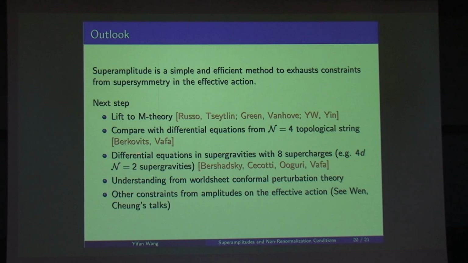Okay. And we can also move to theories with lower supersymmetries, such as theories with eight supercharges. And there are also many differential equations for higher-degree couplings in such theories, famously known as the BCOV anomaly equations. It would be interesting to understand how to derive those equations from supersymmetry. And it will also be important to understand how these differential equations arise from worldsheet conformal perturbation theory in the context of string theory.